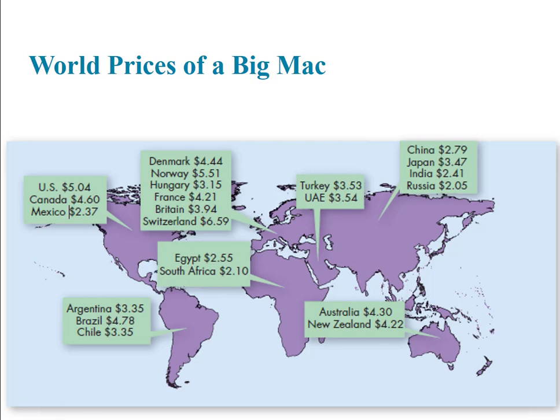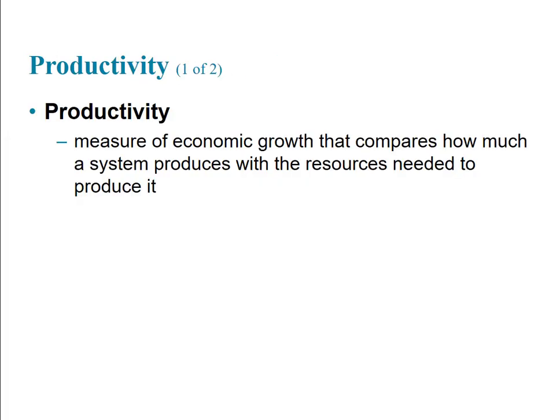Now let's take a look at a major factor in the growth of an economic system, and that's productivity. This compares how much a system produces with the resources needed to produce it. Increases in productivity yield increases in the standard of living of an area.